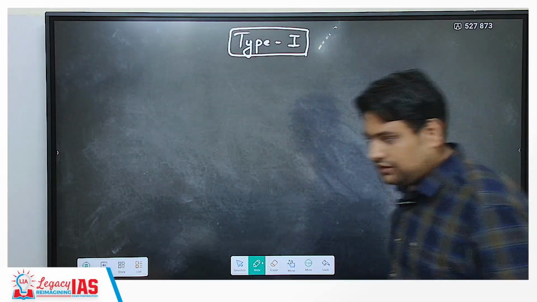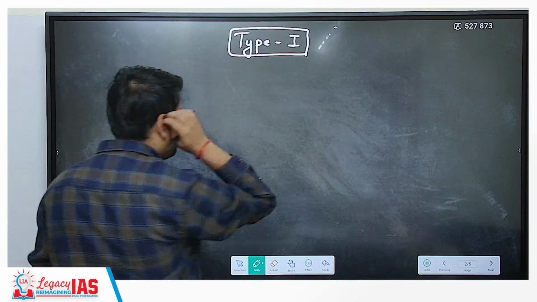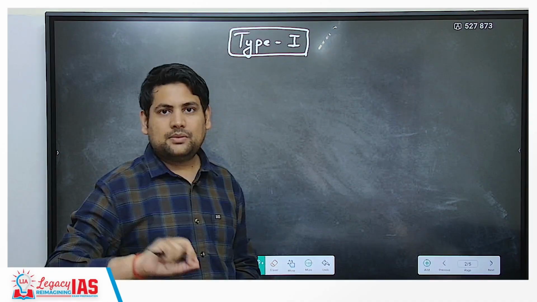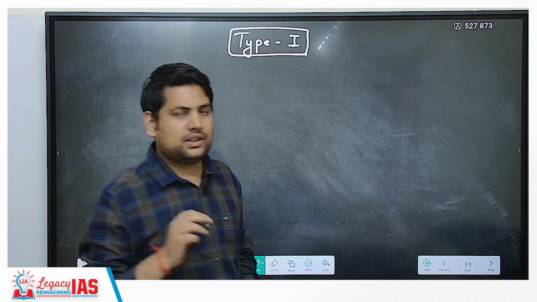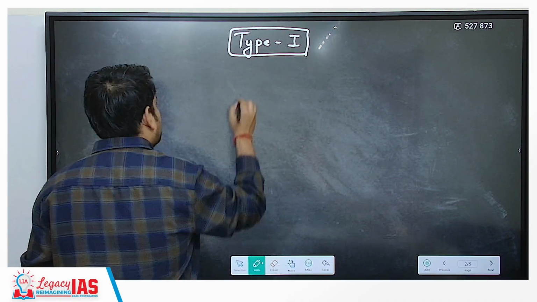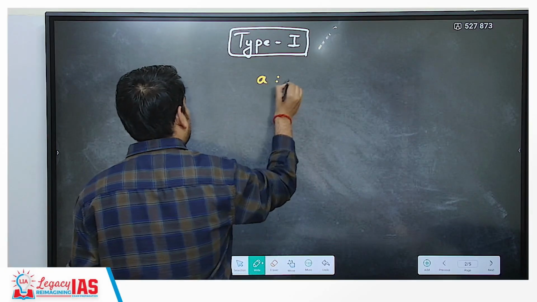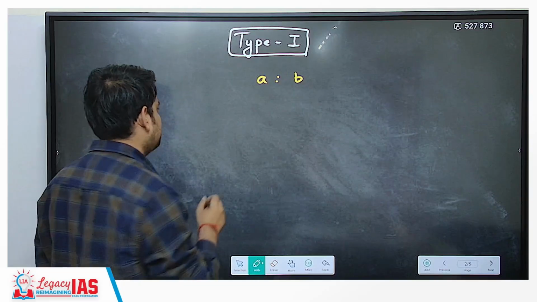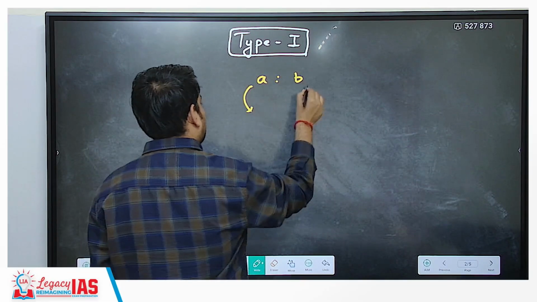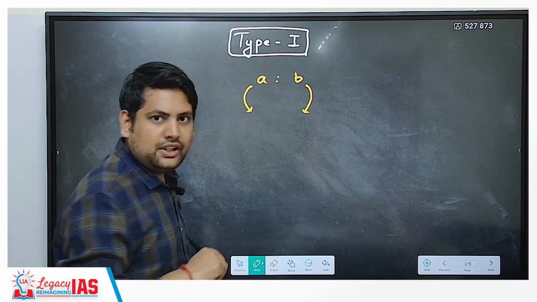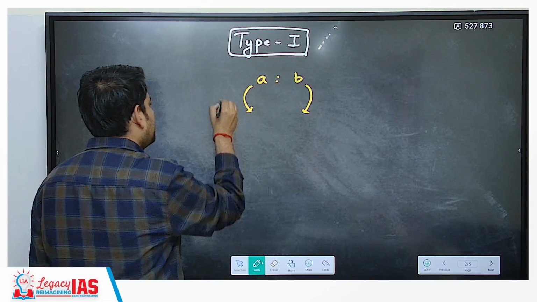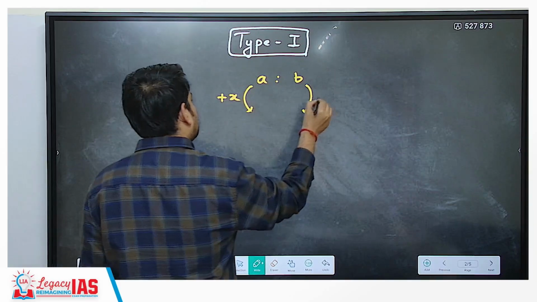Yeah. So, type 1, what we want? Both parts change equally. Something is added, or something is subtracted, equally from both the parts. Now, observe this. A ratio B. This is the original ratio. Now, let us say something is added to both the parts. Let us say x is added to both the parts.